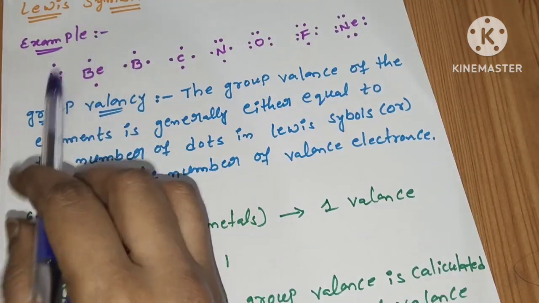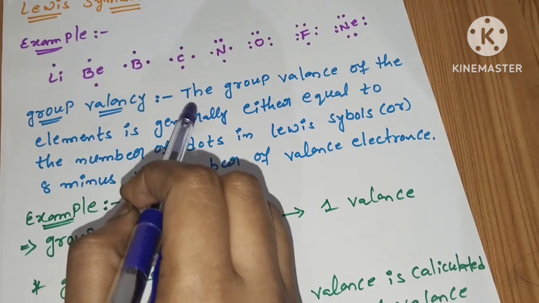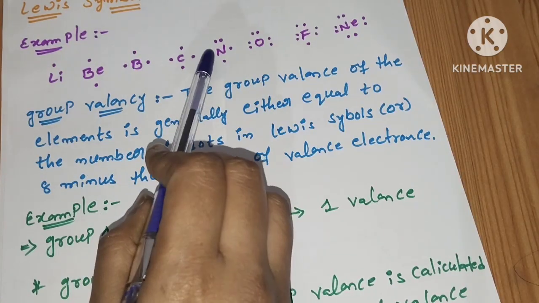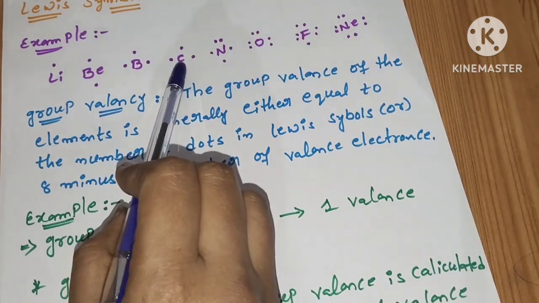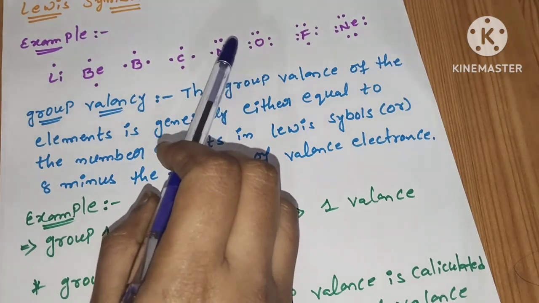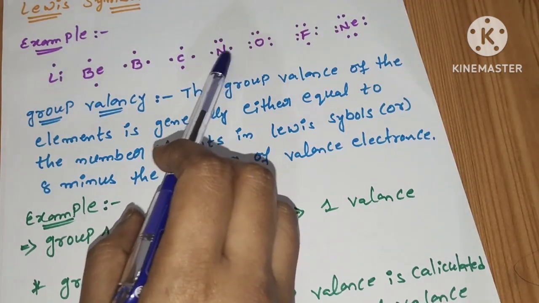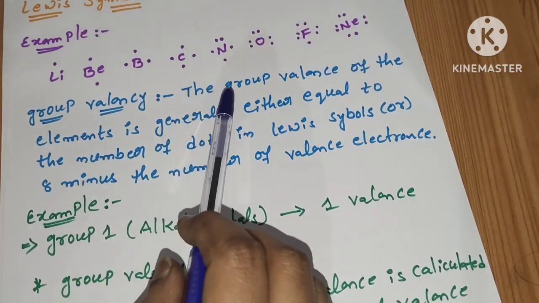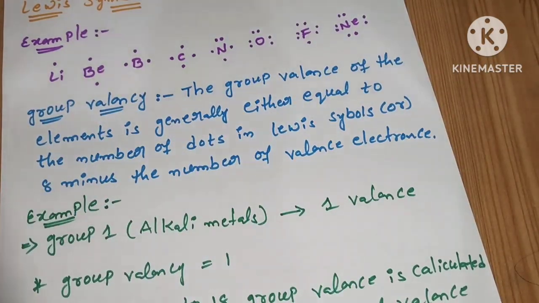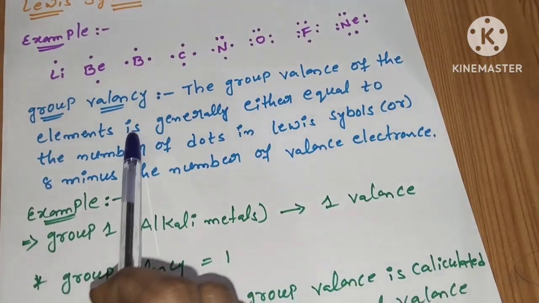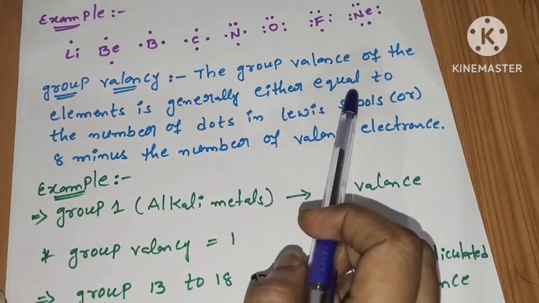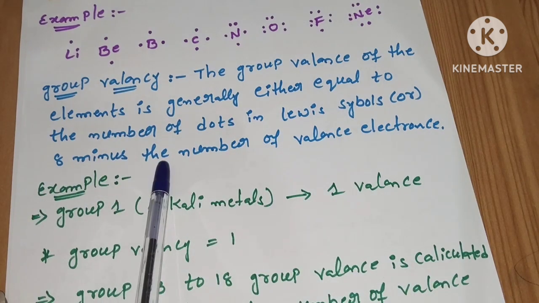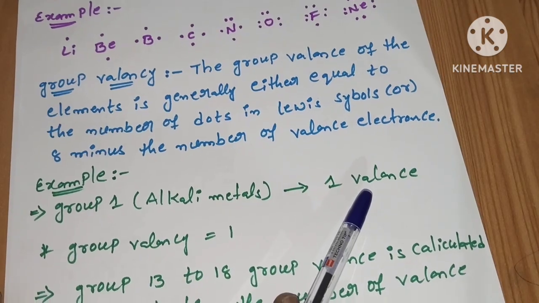What is the significance of these dots? First of all, they represent the number of valence electrons in the outermost shell. Second, the number of valence electrons helps to calculate the common or group valency of the element. What is the group valency? The group valency of an element is generally either equal to the number of dots in the Lewis symbol or 8 minus the number of valence electrons.